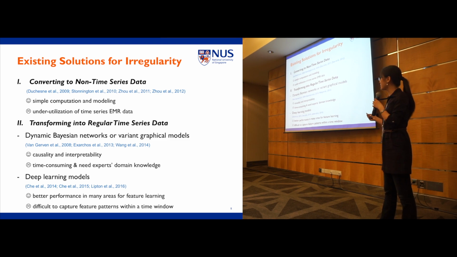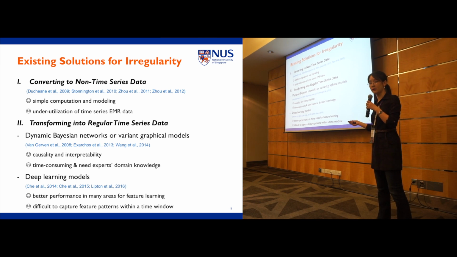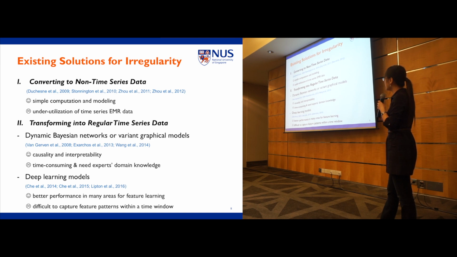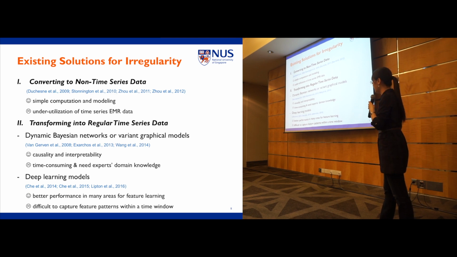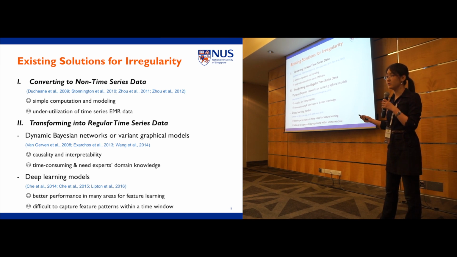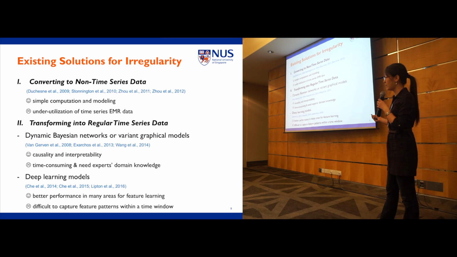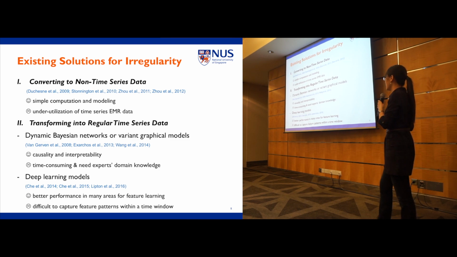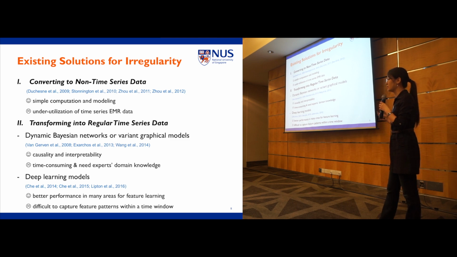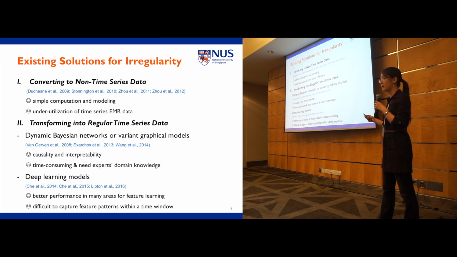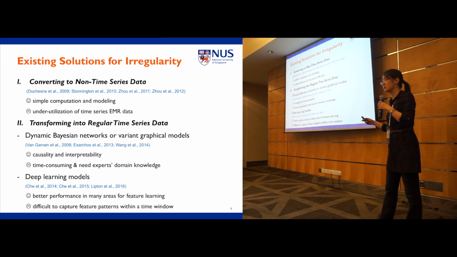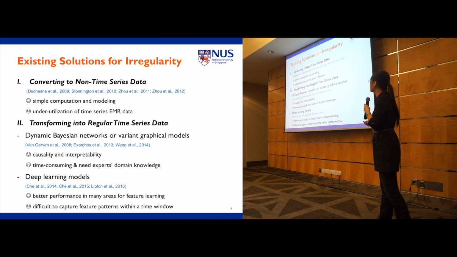The second category of methods transform the irregular time series data into regular time series data. Some methods may employ dynamic Bayesian networks for the good causality and interpretability. However, it might be time-consuming to construct a model with the expert's domain knowledge. And some other methods try to use deep learning models for the better performance in many tasks in feature learning. But such methods might involve partitioning the irregular time series data into time windows, and therefore, it might be difficult to capture the feature patterns in the time window.